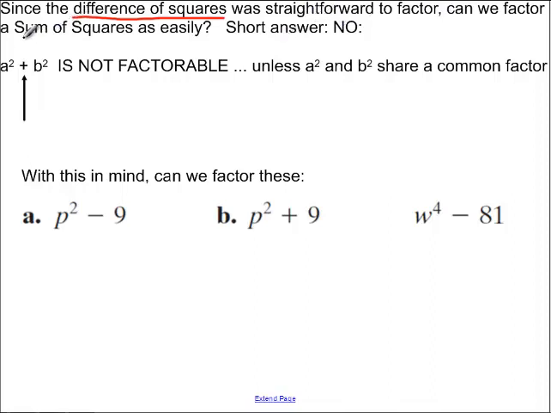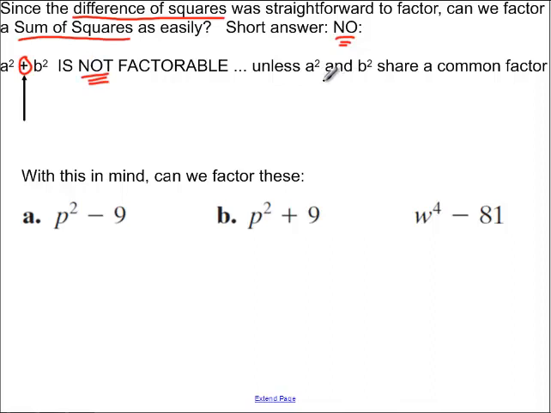Can we factor a sum of squares? Is that possible? The short answer is no. So a squared plus b squared is not factorable. So if there's a subtraction sign there, it's factorable as the difference of squares. If there's a sum there, a plus sign, that is not factorable because it's a plus sign. The difference of squares is factorable. Sum of squares, not factorable.